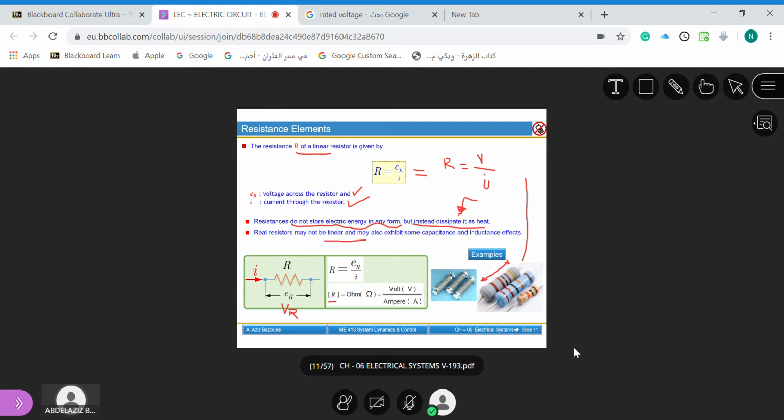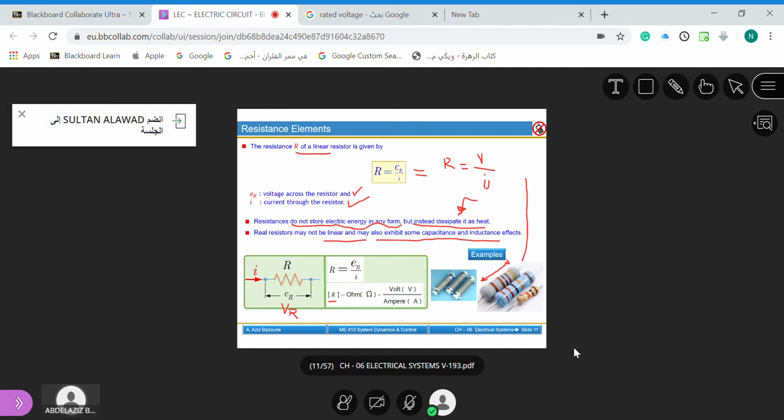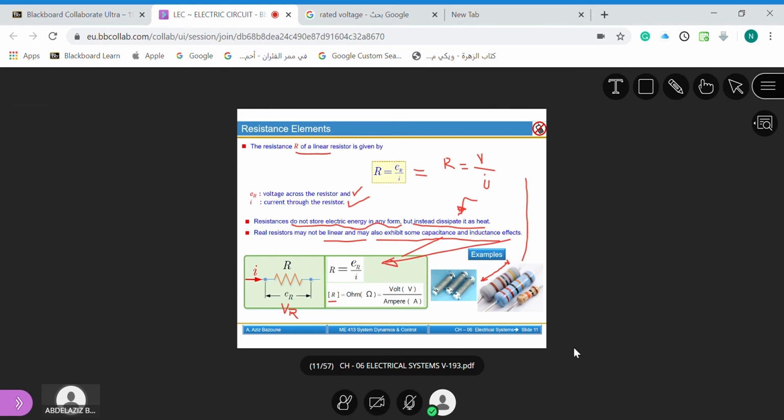Real resistors may not be linear and may also exhibit some capacitance and inductance effect. We are dealing with ideal elements. Ideal elements means that the resistor does not have capacitance effect or inductance effect. So it is just a resistor. But in real life, it has these two effects. But now to simplify the course, like we did for the mechanical system, we assume we are dealing with an ideal resistor that has no capacitance and no inductance effects. So this is the ideal resistor.